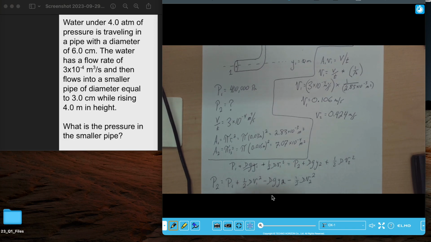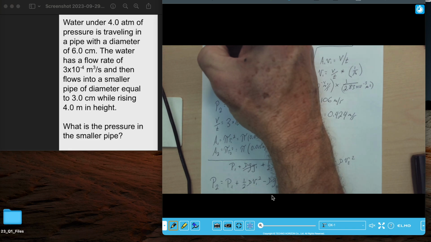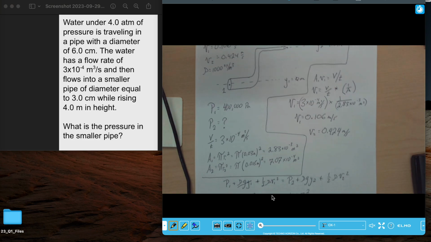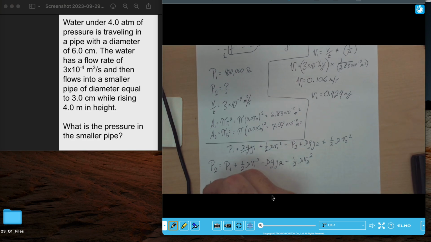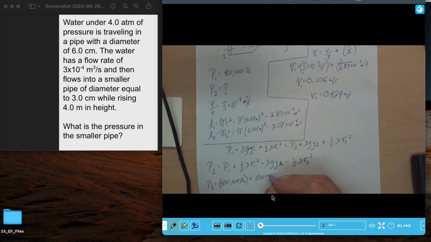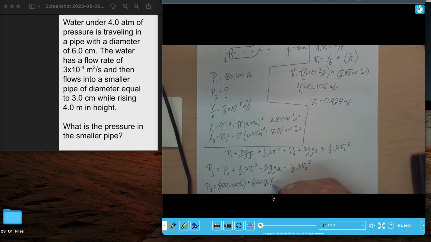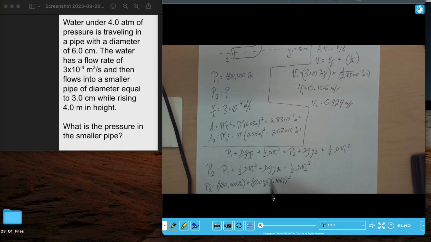I've got everything I need here, right? So it's water, so I know the density. I didn't write it, but the density of water is 1,000 kg per cubic meter. I'll make sure that's written down. And I'll go ahead and just solve this out. So P2 equals 4 atms, so that's 400,000 pascals, plus 1/2 of rho, I'm just going to write 500, 1/2 of 1,000 is 500 kg per cubic meter, times V1 squared, that's 0.106 meters a second, squared. And I minus rho g y2, minus 1,000 times g. I'm just going to call that 10,000.